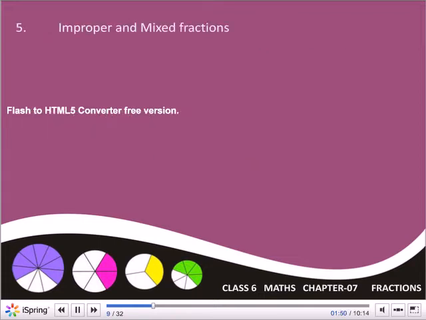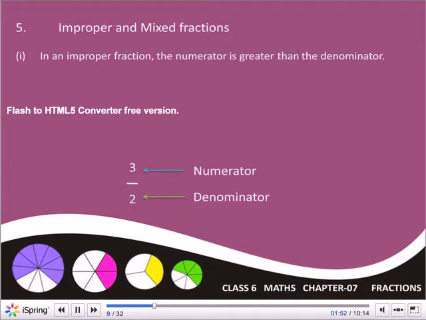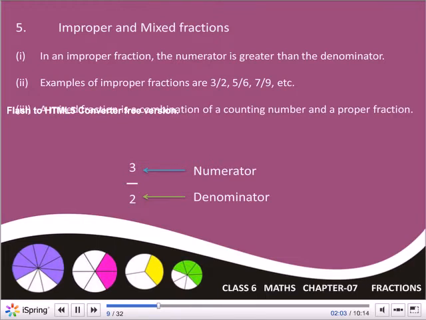Improper and mixed fractions. In an improper fraction, the numerator is greater than the denominator. Examples of improper fractions are 3/2, 5/6, 7/9, etc. A mixed fraction is a combination of a counting number and a proper fraction. Examples of mixed fractions are 2 3/4, 4 1/2, 5 4/5, etc.